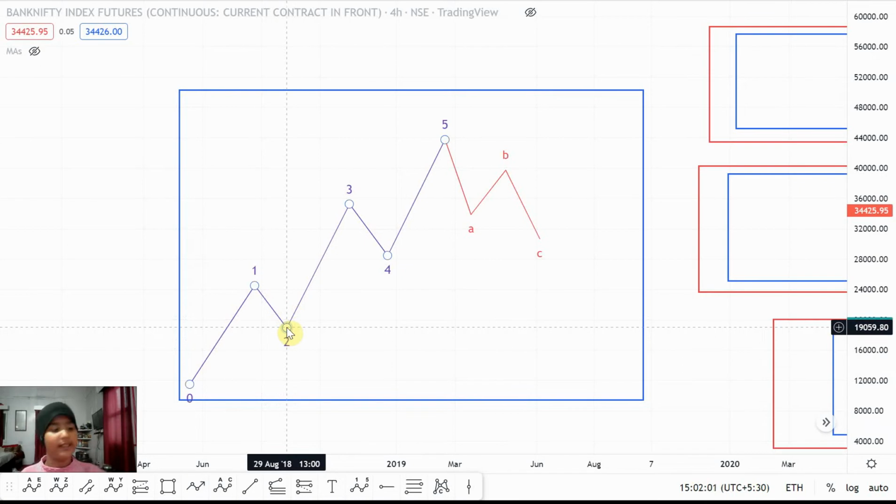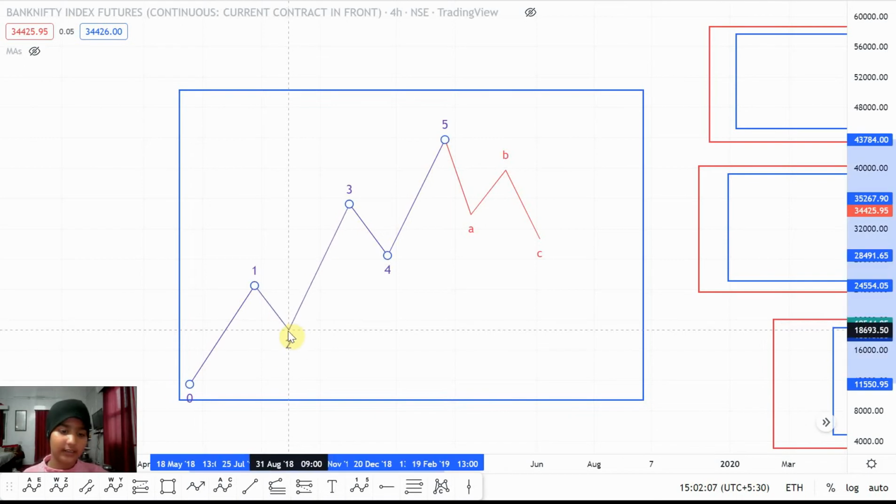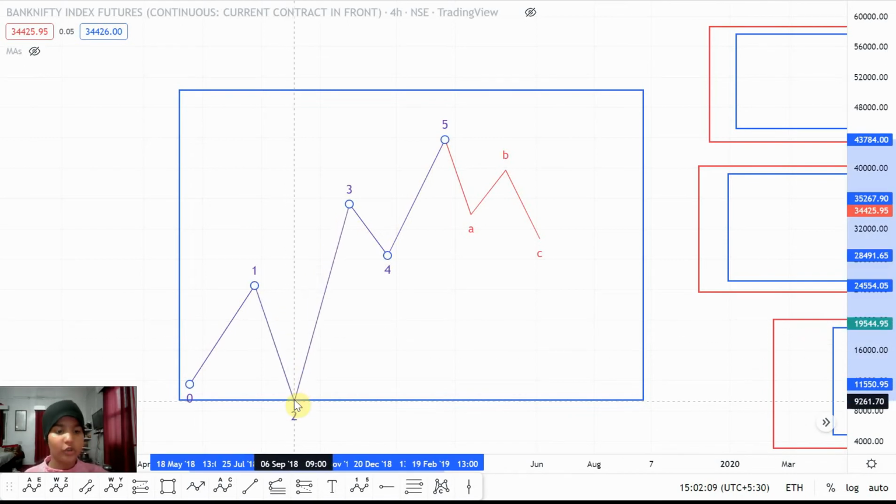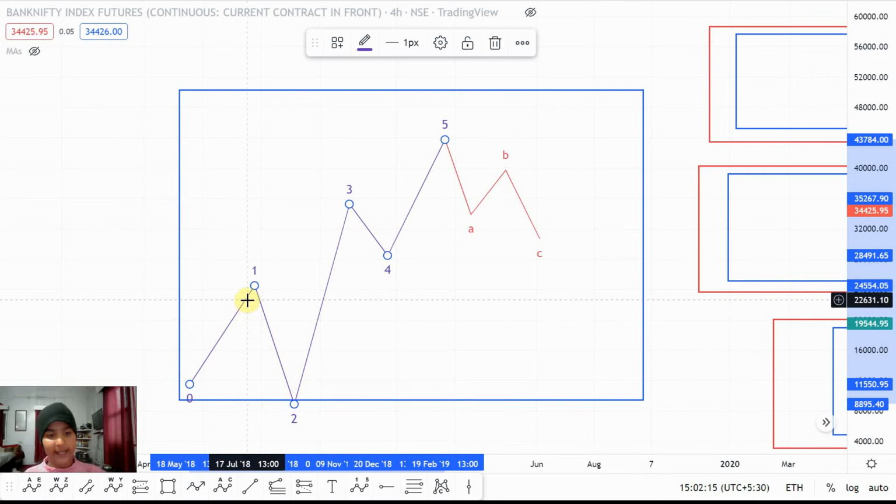Now I'll be explaining the rules of Elliott wave. The first rule is that the second wave should not come below this 0. If it comes below and I am marking it like this, then my count is wrong and I have to change my count.